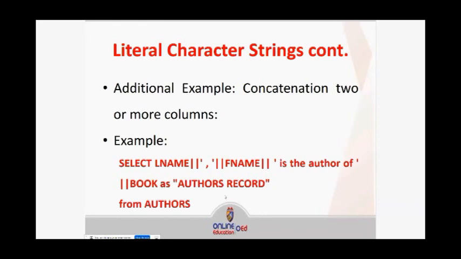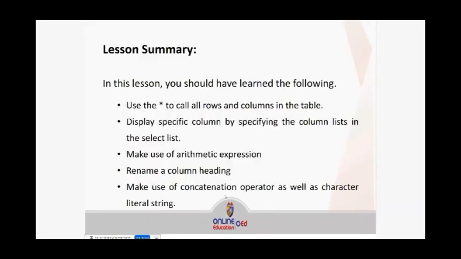Okay, next. So the lesson summary for this is, so you should have learned the following. Use the asterisk to call all rows and columns in the table. Display specific columns by specifying the column list in the select list. Make use of arithmetic expressions. And then rename a column heading. Make use of the concatenation operator as well as character literal strings. Okay, so that is the end of our topic for today.